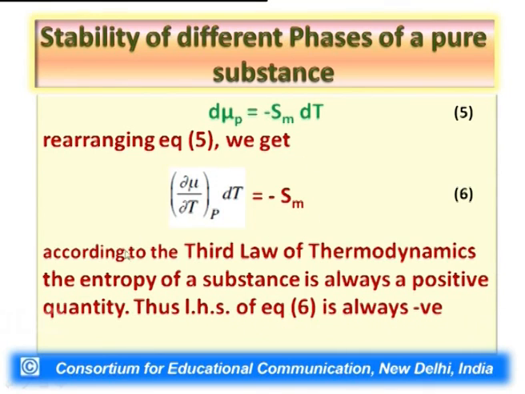This is a partial differential we must make a note of. Partial differential, because it represents the change in chemical potential of a substance present as pure substance in a system with respect to change in temperature under condition of constant pressure. That is why we had to make use of del instead of d, and that is equal to minus Sm.